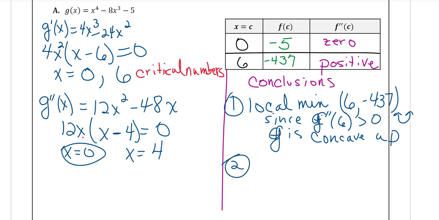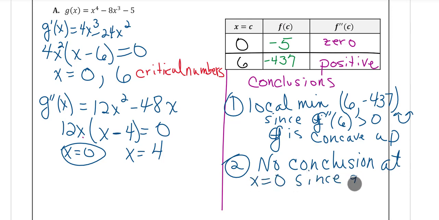And the second thing we found out was we can have no conclusion at x equals 0, since g double prime of 0 equals 0. So what that means is you would have to go back and make yourself a little sign chart here and just test your 0. So here is negative 1 and here is 1, and you'd have to check. So if you put negative 1 in your derivative, you'd have a positive times a negative. You would have a negative number here.